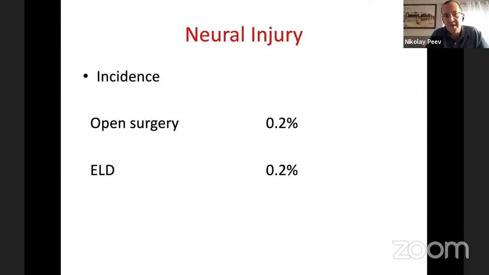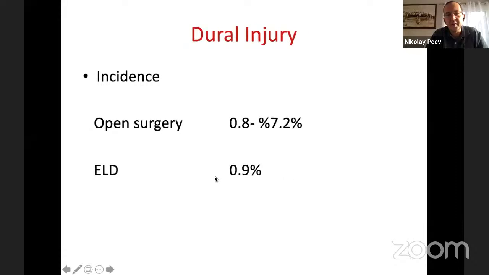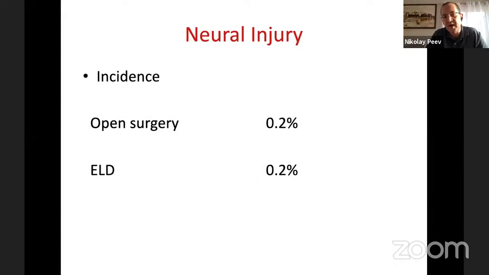Neural injury. The incidence of neural injury in open surgery and endoscopic surgery is more or less similar. However, when you start having your surgeries, in your initial cases you may have more neural damage, and usually this will be dysesthesia because of irritation of the dorsal root entry of the ganglion.